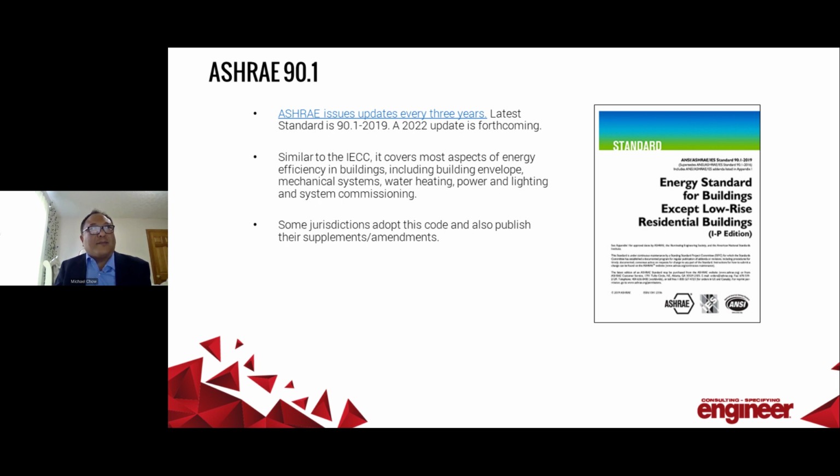So ASHRAE 90.1 that was mentioned earlier, this is the one that I use most often. It's updated every 3 years, and the 2022 update is forthcoming. It's similar to the IECC. It covers the most aspects of energy efficiency in buildings, as we talked about earlier. Lighting is part of that, one of those systems.